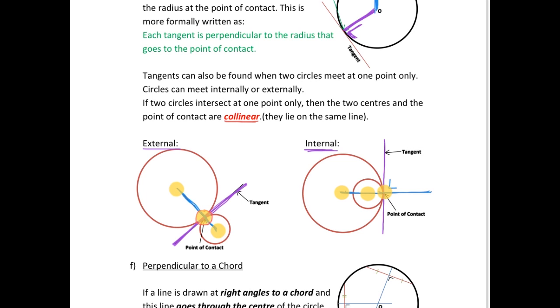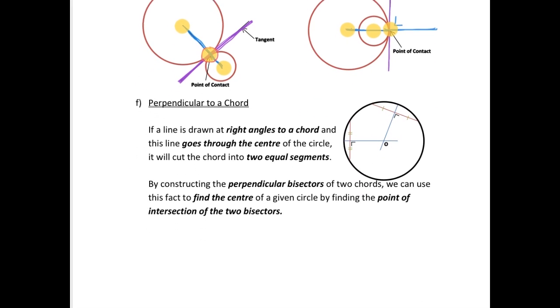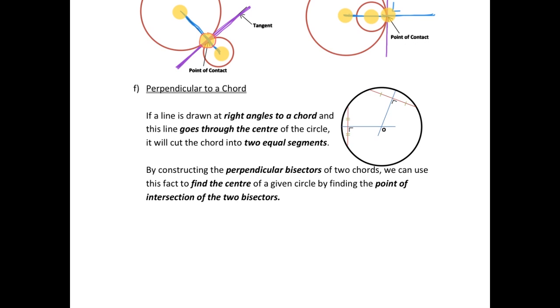The last property of circles I want to look at is to do with the perpendicular of a chord. If a line is drawn at right angles to a chord and this line goes through the center of the circle, it will cut the chord in two equal segments. So if we construct the perpendicular bisector of two chords, we can use this fact to find the center of a circle by finding the point of intersection between the two bisectors.